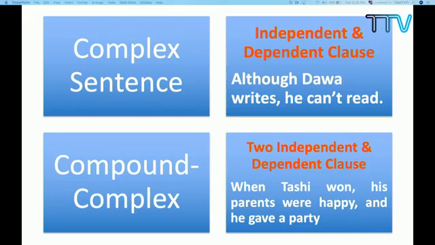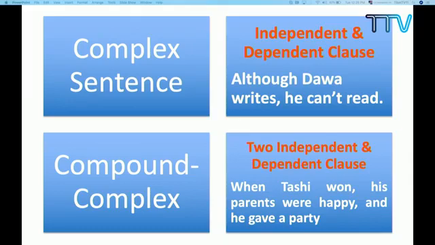In a compound complex sentence, there are two independent clauses. Remember, there should be two independent clauses, and at least one dependent clause. By now you know independent clause and dependent clause. Now look at this example. When Tashi won some games or anything, his parents were happy and he gave a party.